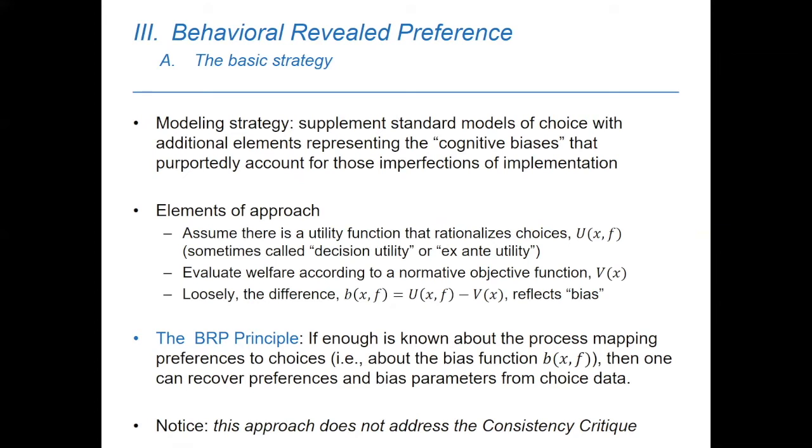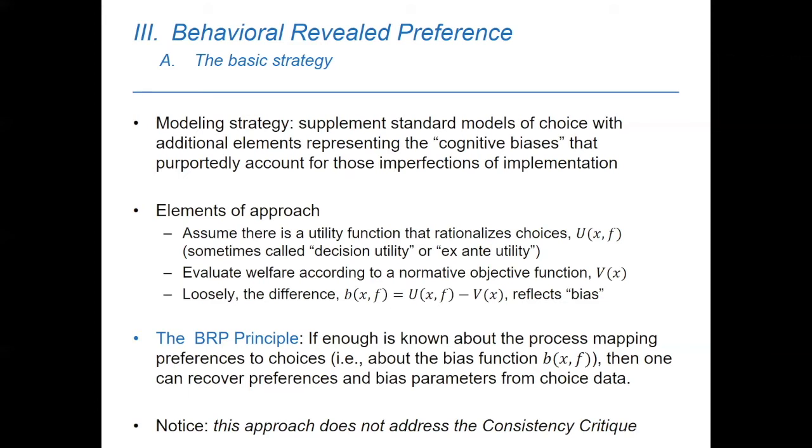First of all, we assume that there's a utility function that rationalizes choices, and we write it as u of x and f. This utility function maps consumption bundles to levels of utility, but that mapping depends upon the frame f. We don't think of f here as part of the consumption bundle. The individual doesn't have preferences over f. Rather, preferences over x are conditioned on f. Sometimes this function is called decision utility because it governs decisions. Sometimes it's called ex ante utility, although I'm going to discourage you in a bit from using that term.